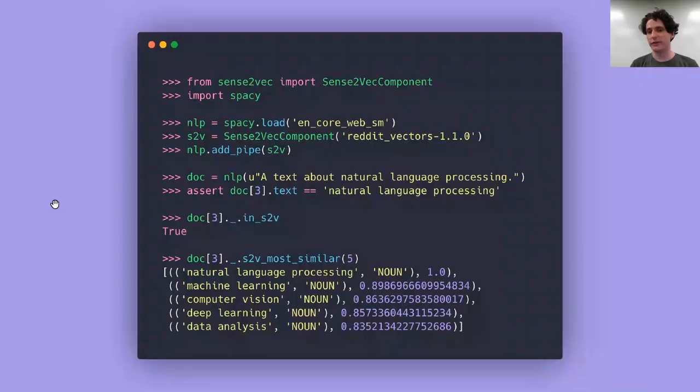Incidentally, Ines has cleaned up sense2vec recently, so you can actually use this as a handy component within spaCy. You can load up a standard model and then add a component that gives you these sense2vec senses. You can just say the token for 3 would be natural language processing, because it would do the merging for you. And then you can also look up the similarity. So it's now much easier to actually use the pre-trained model and use that approach within spaCy.